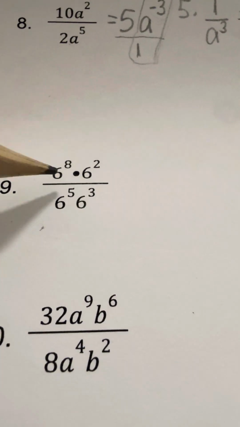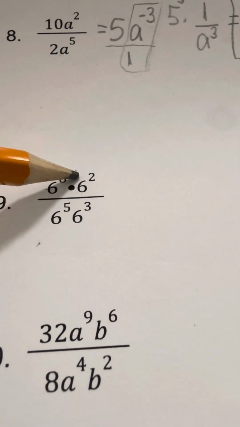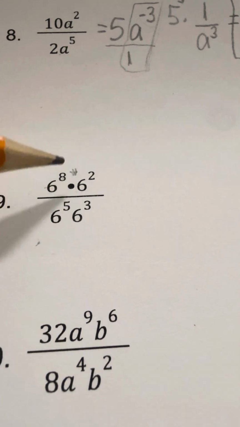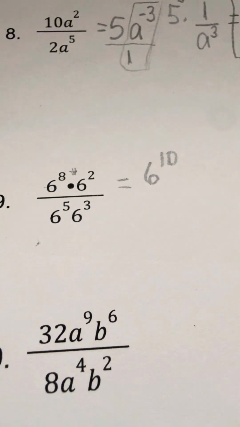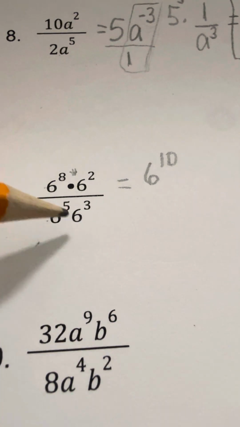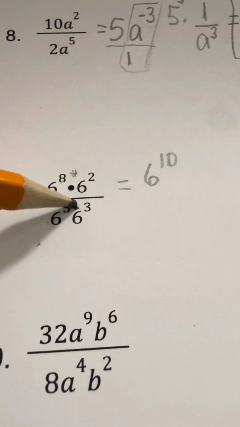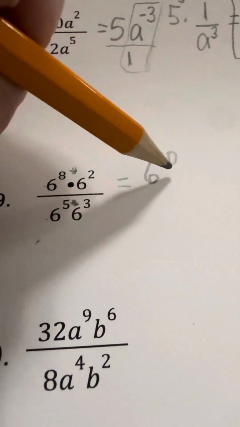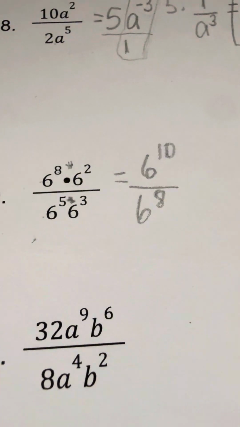So we're going to start with our product law, which is taking the same base and adding our exponents together, 8 plus 2, which is going to be 10. So 6 to the 10th power. We do the same thing down here in the bottom. Same base being multiplied. We're going to add our exponents, 5 plus 3, which would give me 8. And that takes care of the product law.